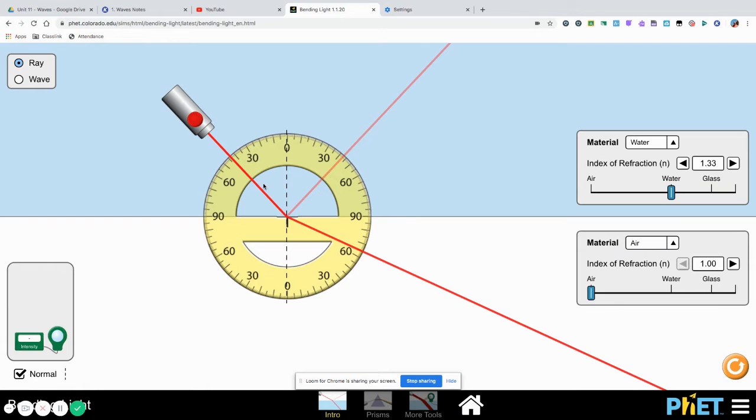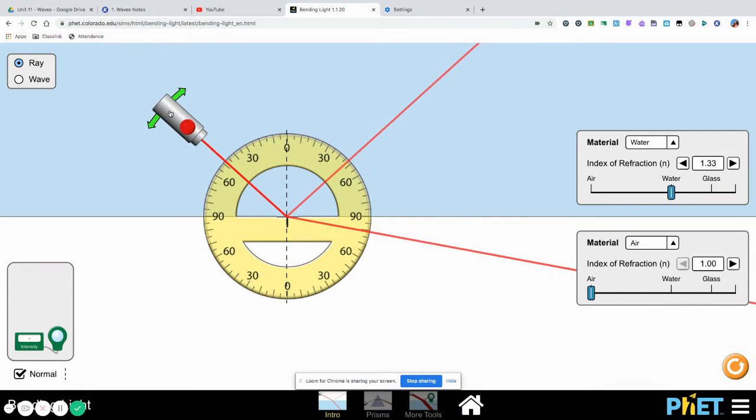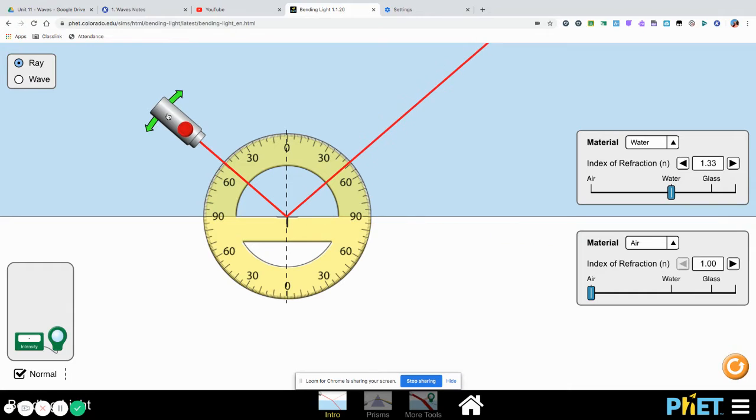Now, in this particular situation, when I'm going from slow to fast and theta 2 is bigger than theta 1, what's the biggest theta 2 can be? It's 90 degrees. And as I pull this down, I eventually get theta 2 to be 90 degrees, and now none of it gets refracted, it all gets reflected. And that phenomenon is called total internal reflection. So, total, meaning all of it, reflection, and then internal, meaning it stays in the water, it doesn't go into the air at all.